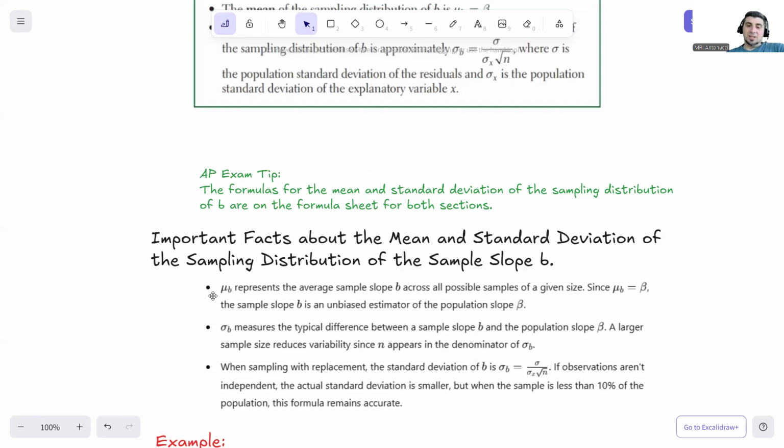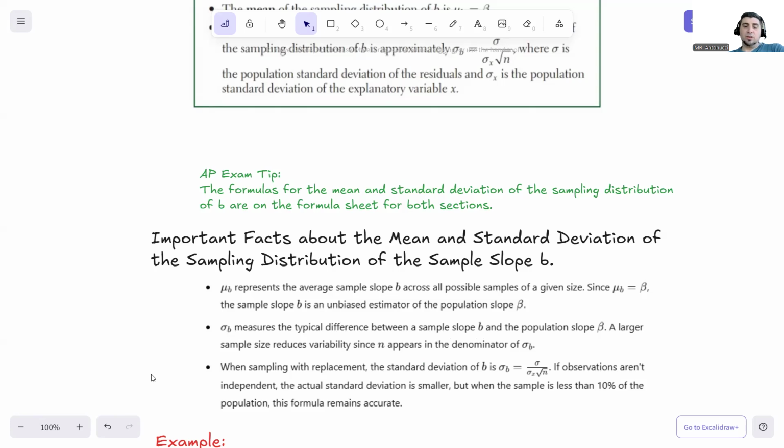Mu sub b represents the average of the sample slopes b across all possible samples of a given size. Since that equals beta, the sample slope b is an unbiased estimator of the population slope beta. Sigma sub b measures the typical difference between a sample slope b and the population slope beta. A larger sample size is going to reduce variability since n appears in the denominator of sigma sub b.